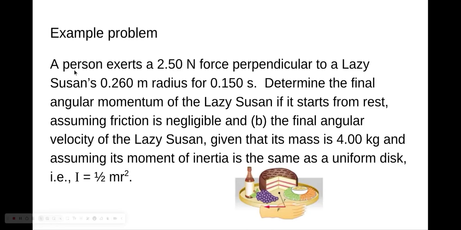So here's an example problem. A person exerts a 2.5 newton force perpendicular to a lazy Susan which has a radius of 0.26 meters. And this torque is applied for 0.15 seconds. Determine the final angular momentum of the lazy Susan if it starts from rest. So its initial angular momentum is 0. Assume friction is negligible. And then second problem, find the angular velocity of the lazy Susan, given that its mass is 4 kilograms. And you can assume that its moment of inertia is the same as a uniform disk. In other words, the formula for moment of inertia of a uniform disk is 1/2 mr squared.